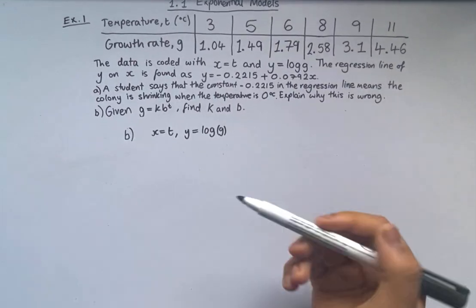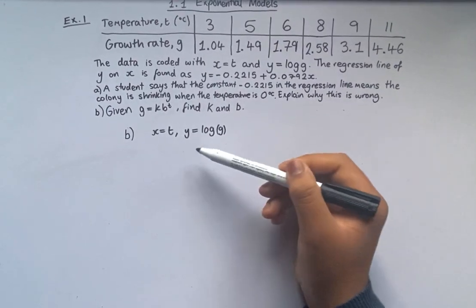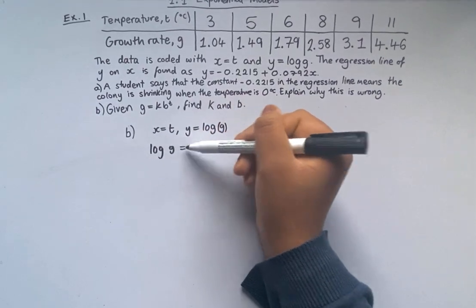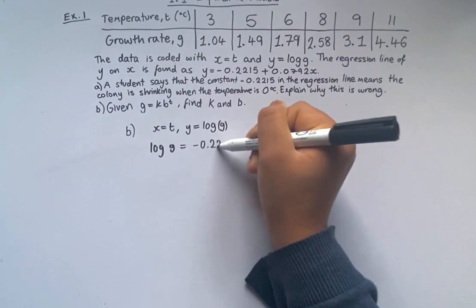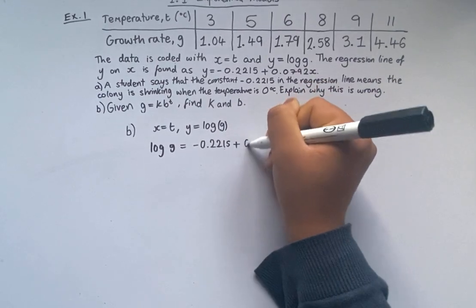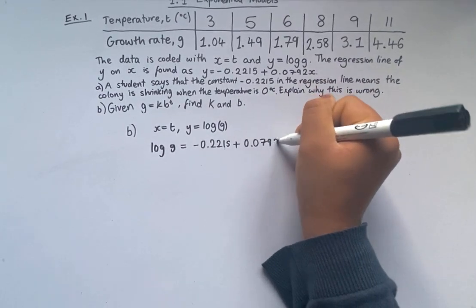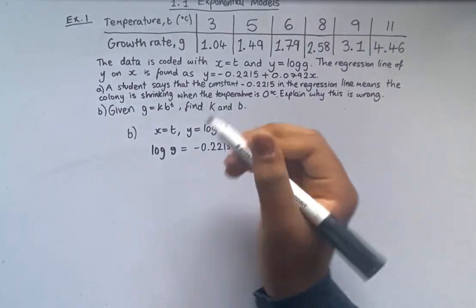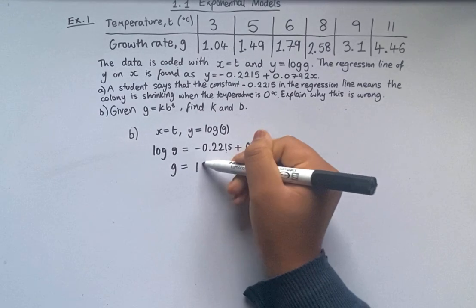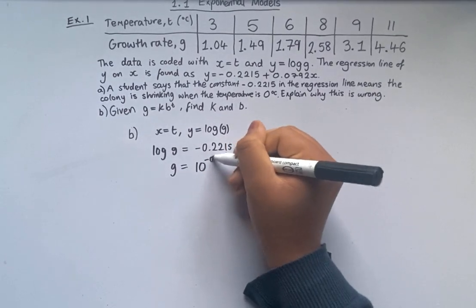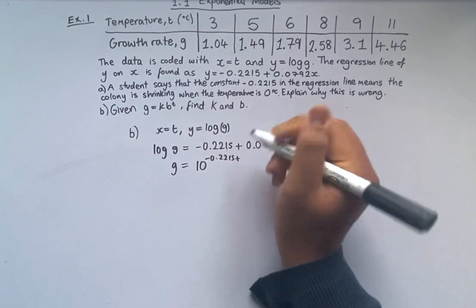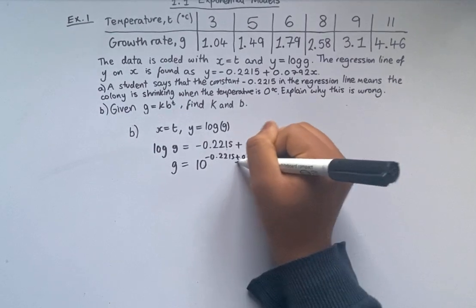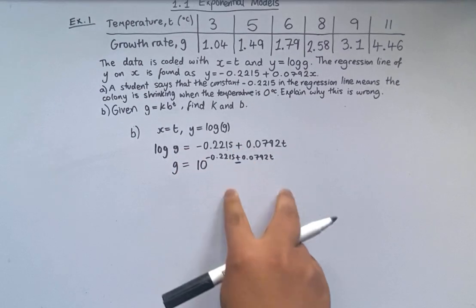Part B, we need to substitute back x is equal to t and y is equal to log g. We get log of g is equal to minus 0.2215 plus 0.0792t. Now, to get rid of the log, we need to raise both sides to the power of 10. So g is equal to 10 to the power of minus 0.2215 plus 0.0792t. And because this is a plus, that means that we can multiply them out.